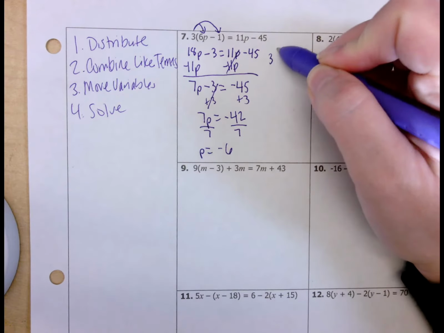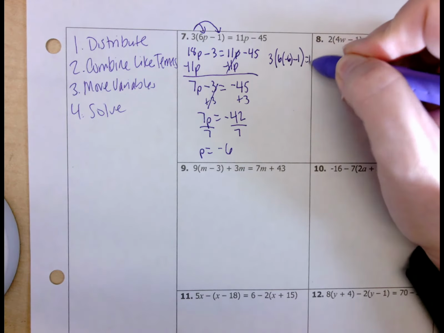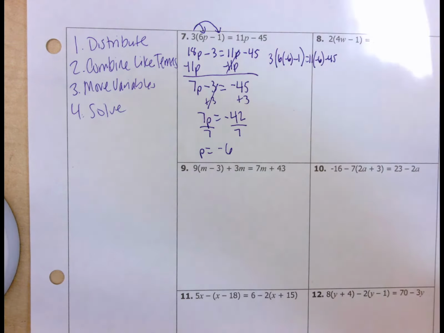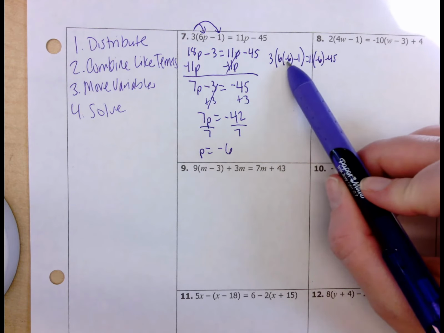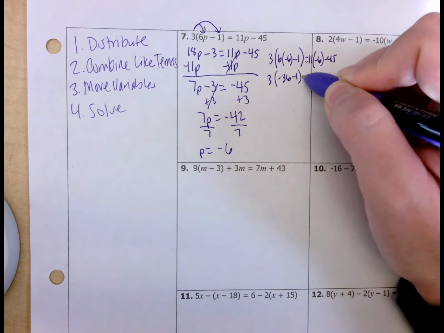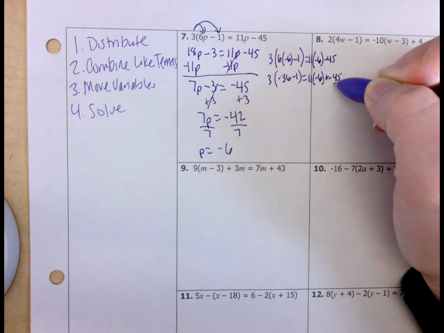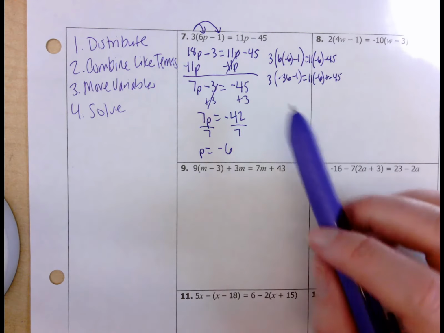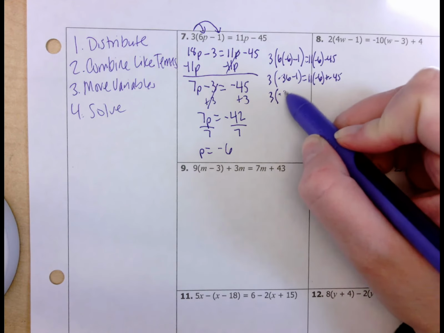So I'm going to do 3 multiplied by 6 times negative 6 minus 1 is equal to 11 times negative 6 minus 45. And I'm kind of moving into the other territory, but that's okay. All right. So first step, let's take care of what's inside the parentheses. So 6 times negative 6 is negative 36 minus 1. We're going to keep everything else the same for right now. Sorry, and that should have been a minus 45. I apologize. So I just changed it to a plus and negative. It's the same thing. Okay, so now I have negative 36 minus 1, which is negative 37.